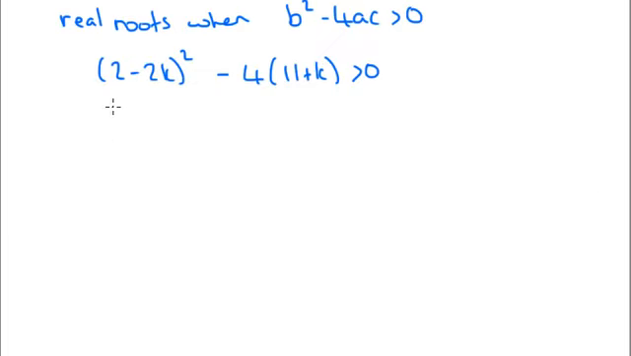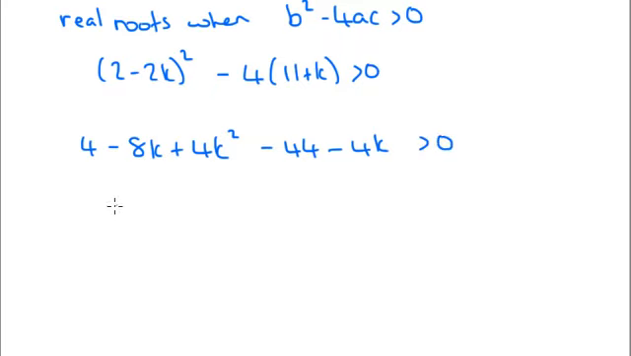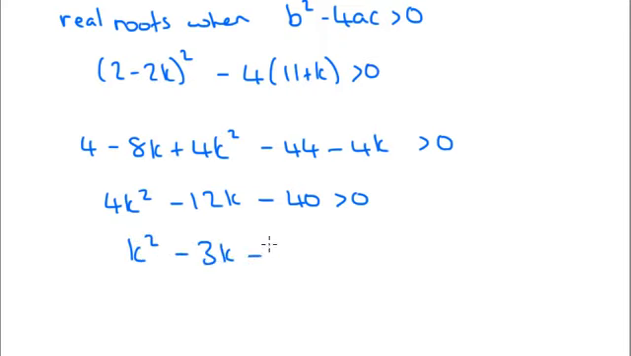So again, expanding these brackets, that's going to be 4 take away 8k plus 4k squared minus 44 minus 4k needs to be greater than 0. So that's going to put the leading coefficient to the front, so 4k squared minus 12k minus 40 needs to be greater than 0. I can divide by 4, so that's going to be k squared minus 3k minus 10 is greater than 0.